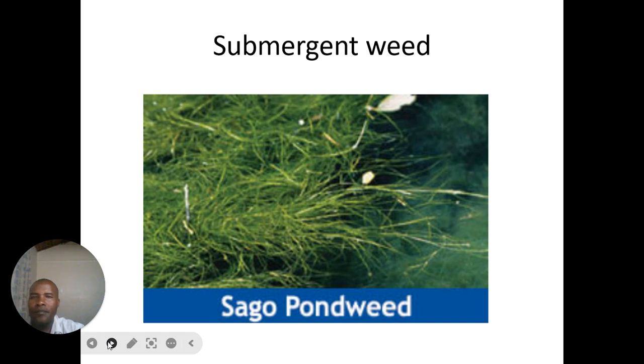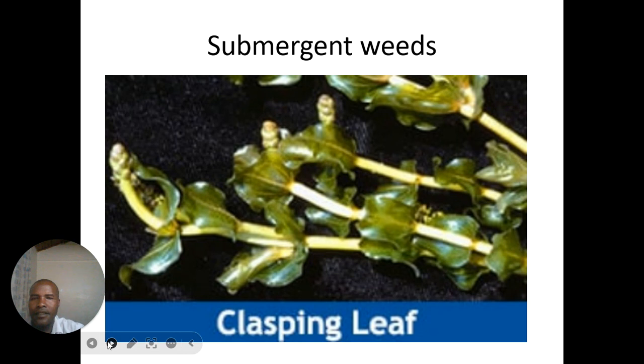These are examples of submergent weed. An example is sago pondweed, as you can see projected on the screen. Then we have clasping leaf. That is another example of submergent weeds.